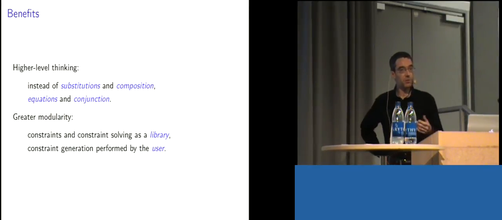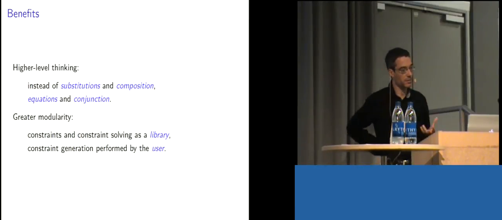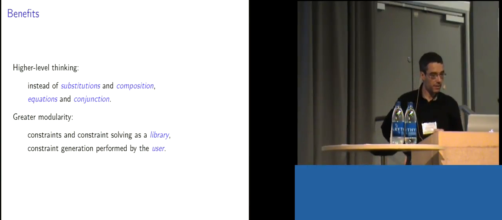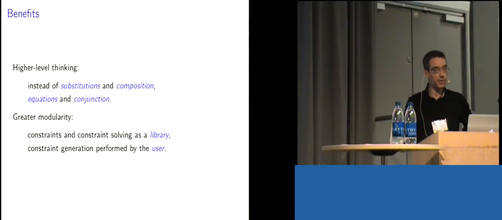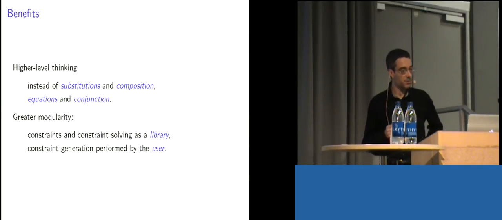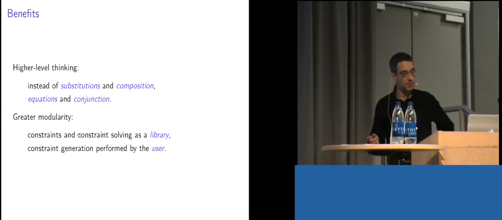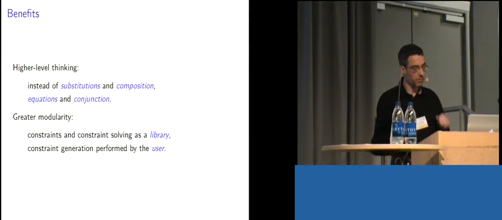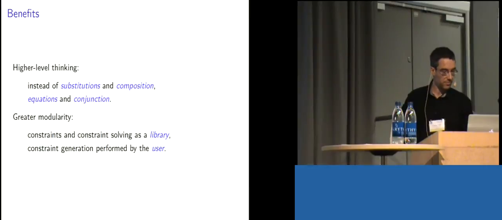So that's beneficial for several reasons. Maybe the two most important reasons are that you have a higher level of abstraction when you think in terms of constraints. Conjunctions and equations are something you learn in high school, whereas substitutions and compositions are really unfriendly. And also it's more modular, because with some luck, the constraint solver and the syntax of constraints have some potential for reuse. You can implement a library that's going to be used by several programming language designers. Today, for instance, perhaps the Haskell type inference engine and the OCaml type inference engine, in an ideal world, could be written based on a single library for solving constraints. So that's not the case, but still, the idea is there.